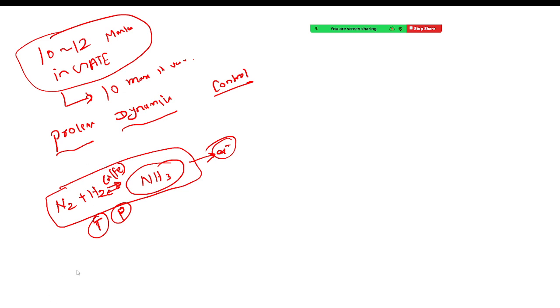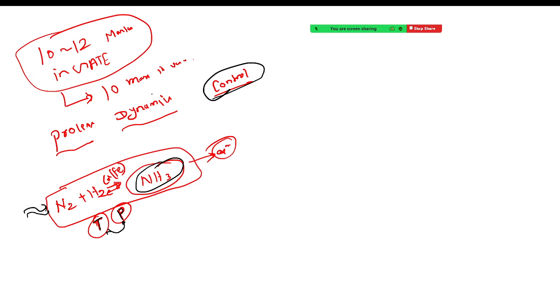To overcome all these situations, so that we don't have to stop the process in between, we need to apply some kind of control strategy, right? By using this process control, we can maintain this particular temperature and pressure, and we can produce NH3, ammonia, continuously throughout the reactor, right? So that's what the process is.